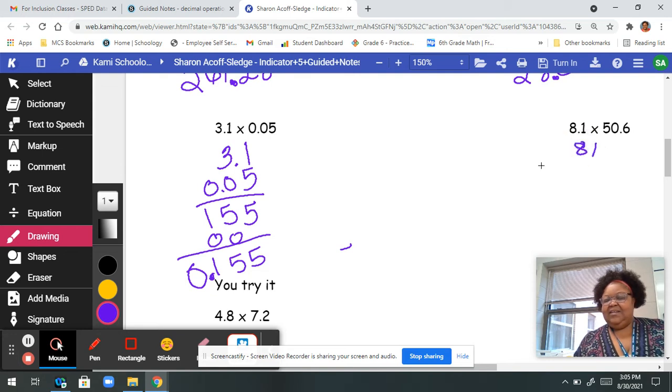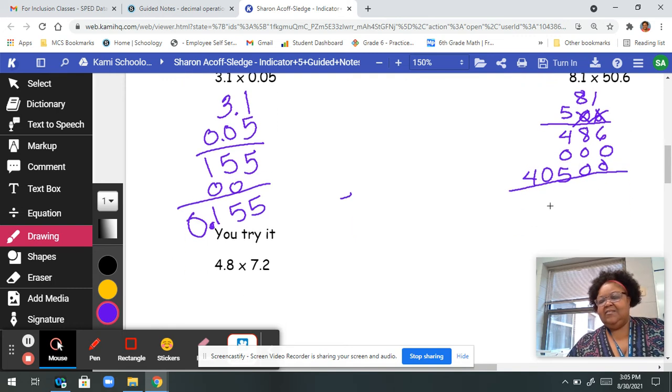I'm going to leave off the decimal again. 6 times 1 is 6. 6 times 8 is 48. We've used that. We got 1 x, so we're going to put a 0. 0 times 1 is 0. 0 times 8 is 0. We have 2 x's, so we're going to put 2 zeros. 5 times 1 is 5. 5 times 8 is 40.